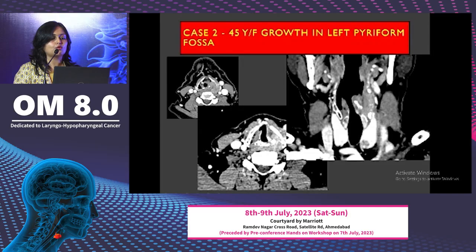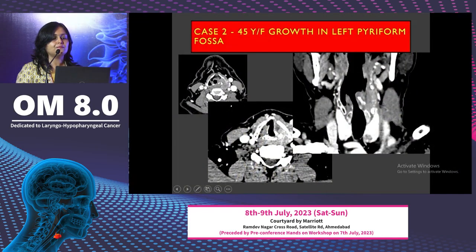So here this is a growth which is primarily involving the piriform fossa, the apex, and there is an extension into the paraglottic space. There is also exolaryngeal extension, which we can see here, which is common in case of piriform fossa malignancy, along the inferior constrictor muscle.